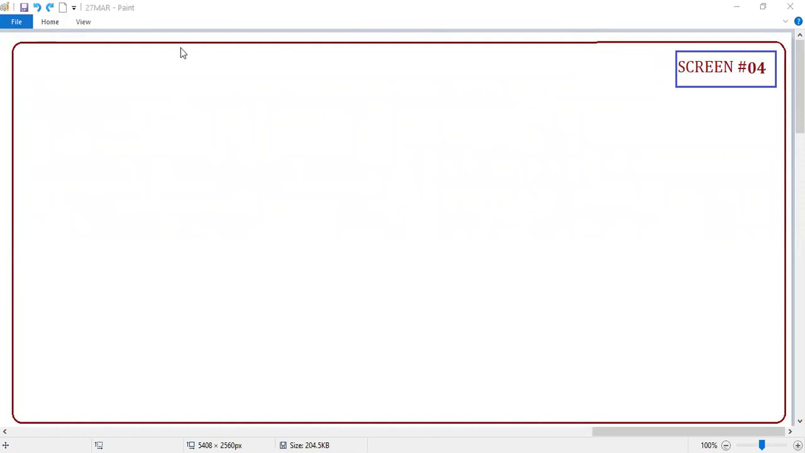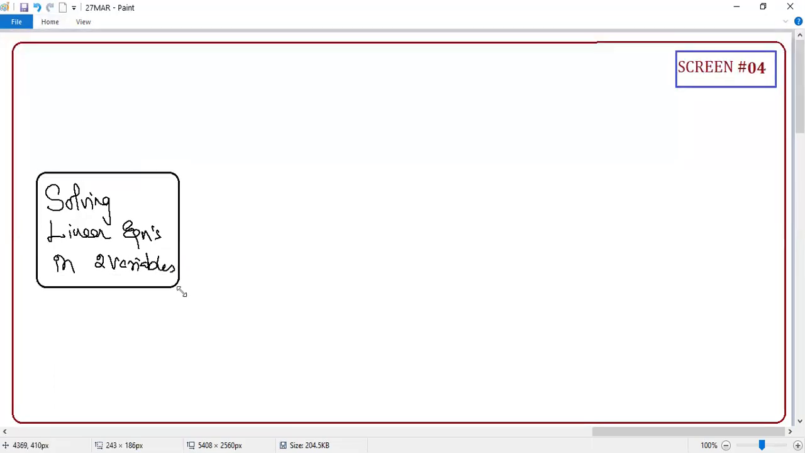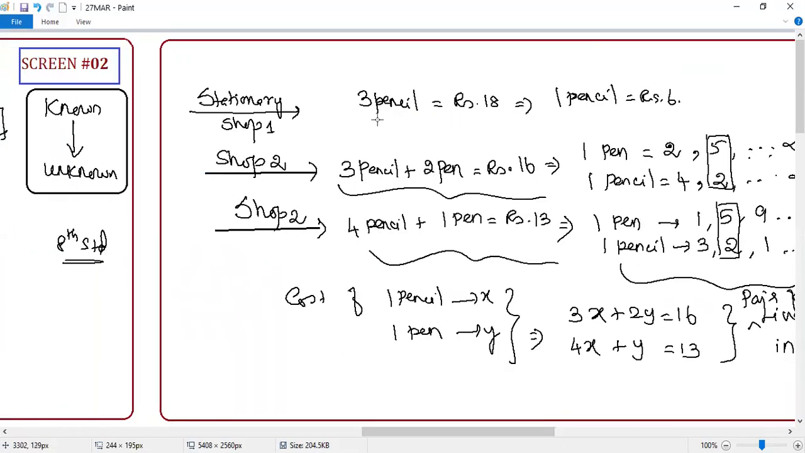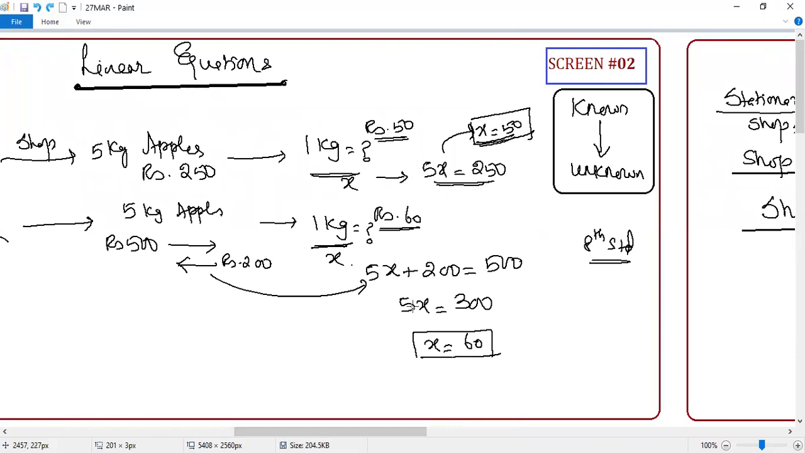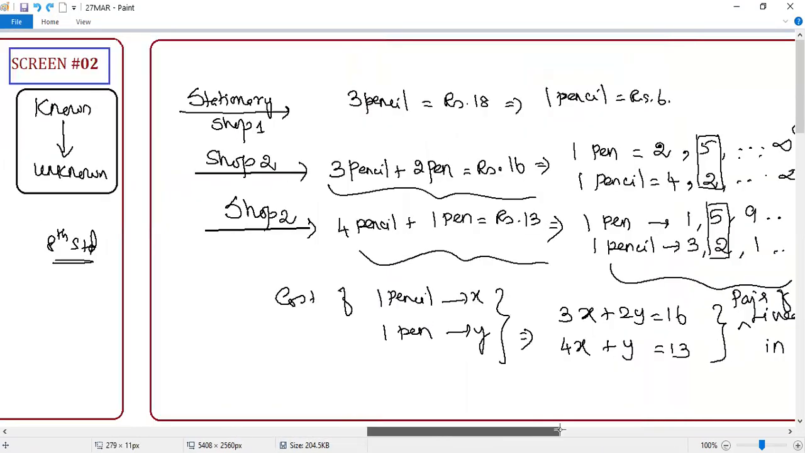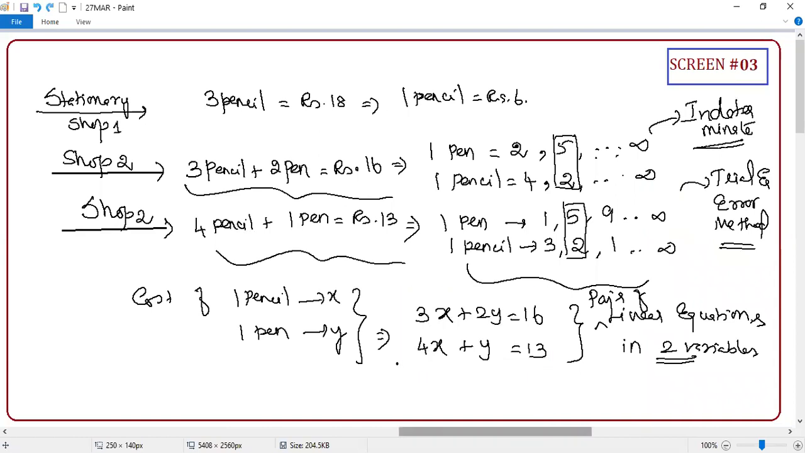Right? So here you are going to learn solving linear equations in two variables, students. Sir, where have I solved linear equations in one variable? Guys, you have solved it, no? Three pencils cost 18 rupees, one pencil you said 6 rupees. That is nothing but a linear equation in one variable. Correct or not? Here everything is one variable. But this situation is what you are going to learn now.